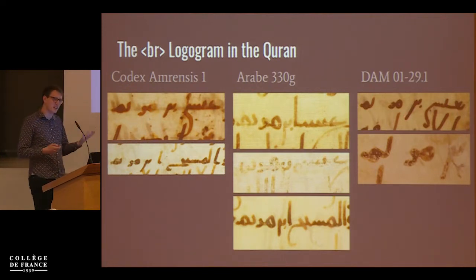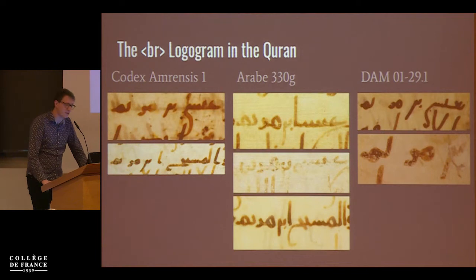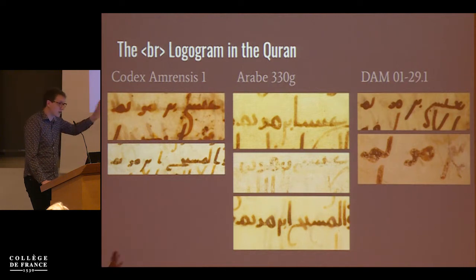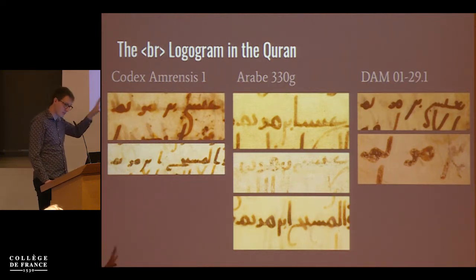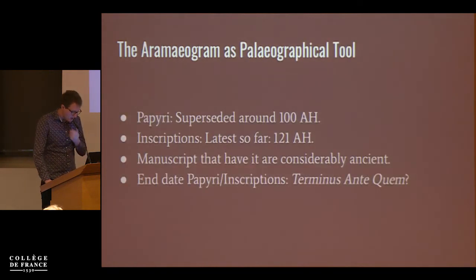So what we see is really this logogram that was being used before Islam just continued to be used in the Islamic period, at least for some time, and we even find it in the Quranic manuscripts. In the Quranic manuscripts, writing ibn is much more common than this. So these are really just rare manuscripts that do it, but we find them. So maybe we can use this Aramaeogram somewhat as a paleographical tool.